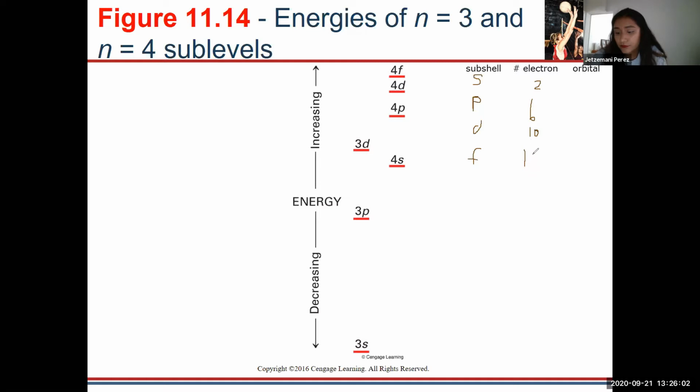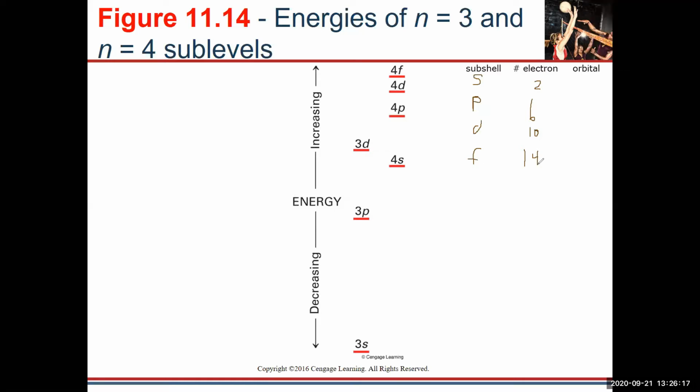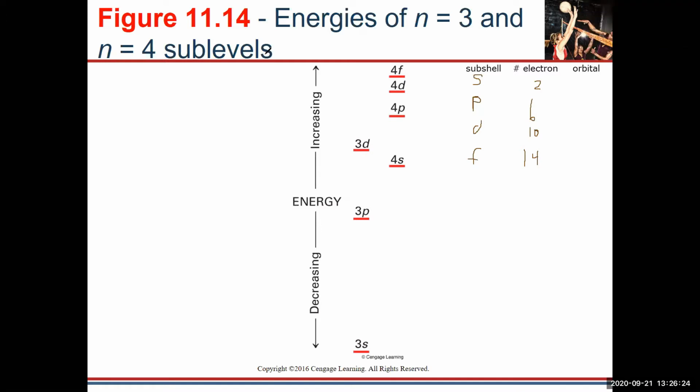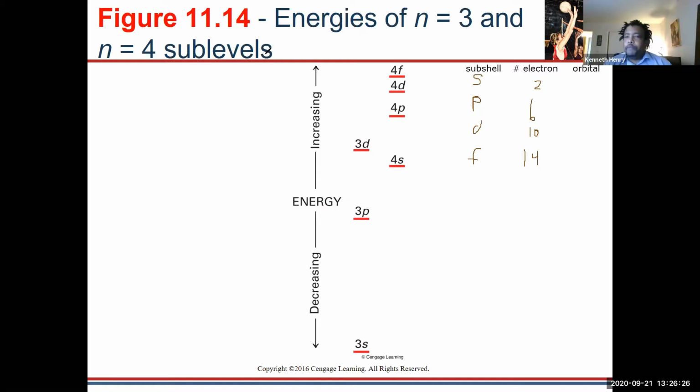14. Why is it 14 and not 15? I don't know. Anybody? The wide periodic table. What was that? The wide periodic table you showed us last time. Exactly. Because of the wide periodic table.